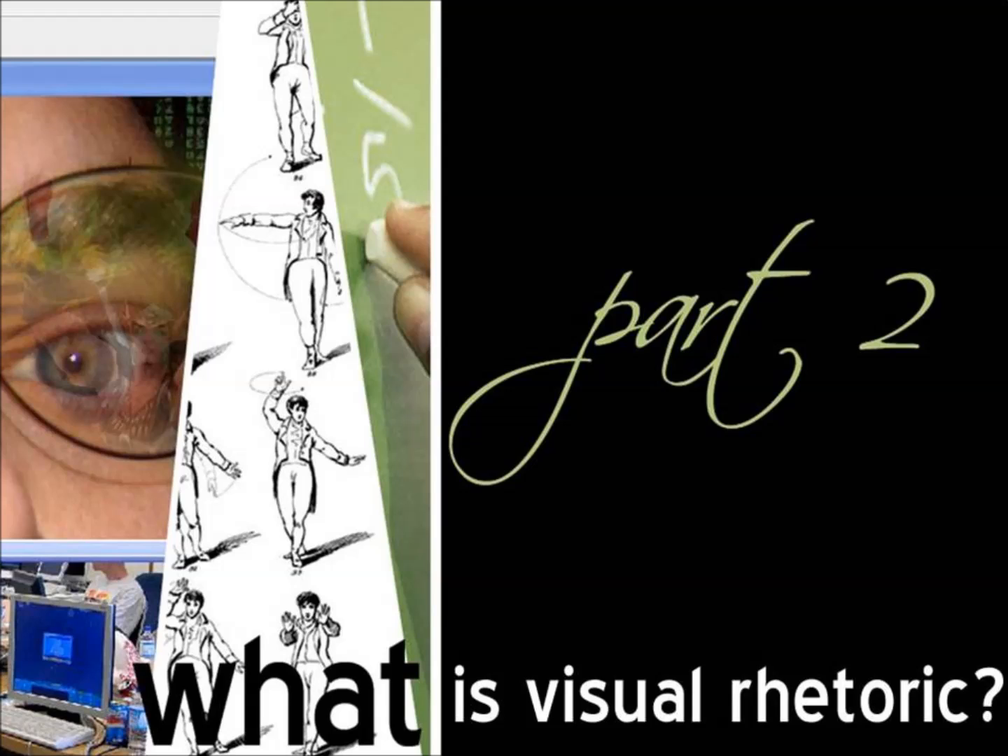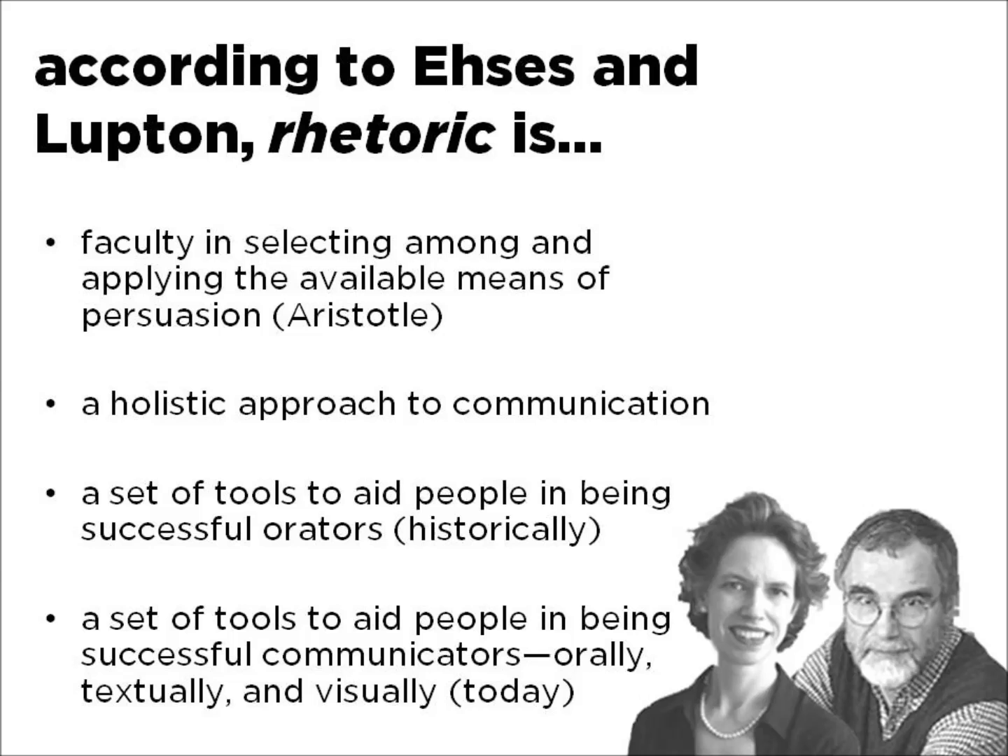The first half of this video series presented a set of arguments about and examples of visual rhetoric. Here are a few more, but these are anchored to theory, scholarship, and definitions of visual rhetoric. In the Rhetorical Handbook, Anne Aces and Ellen Lupton drag rhetoric into the contemporary age and situate it specifically for graphic designers, arguing that rhetoric can provide a set of tools to aid people to be successful communicators.